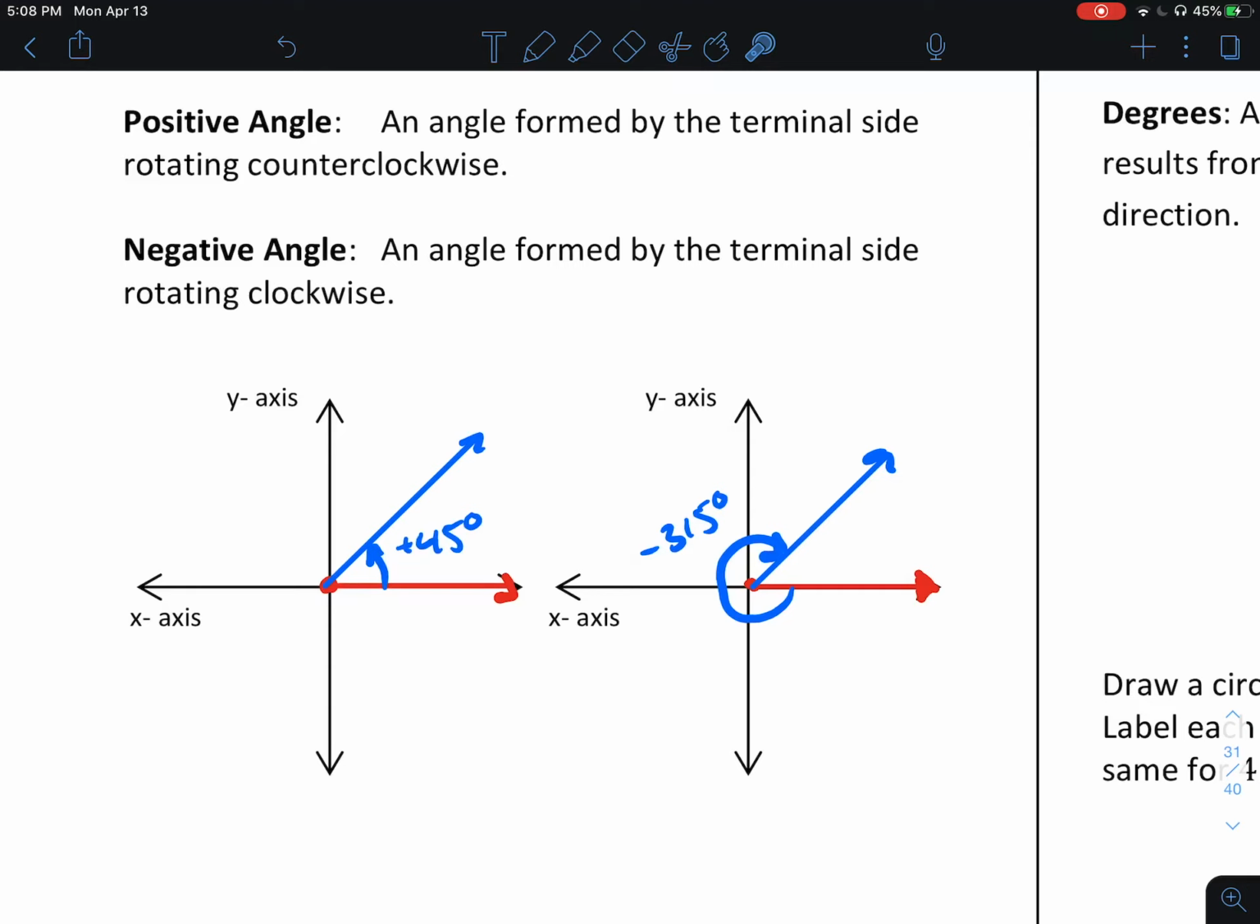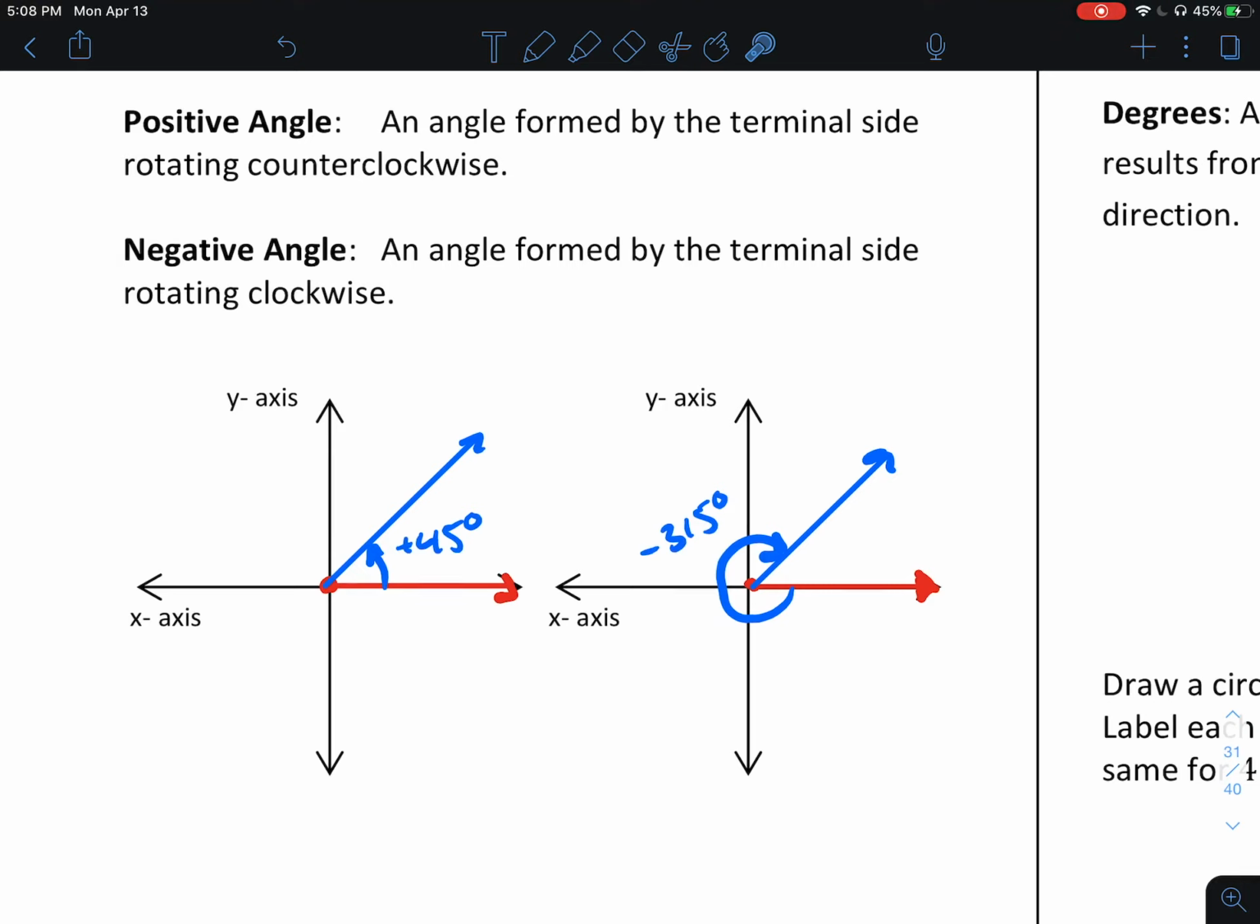How do I know that? A complete revolution is 360. If we went 45 degrees here, we'd have to go another 315 to get all the way back to the beginning. So negative 315 and then negative 45 more would get us back to the beginning.